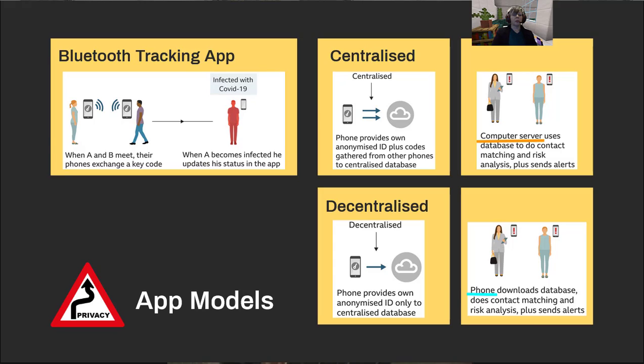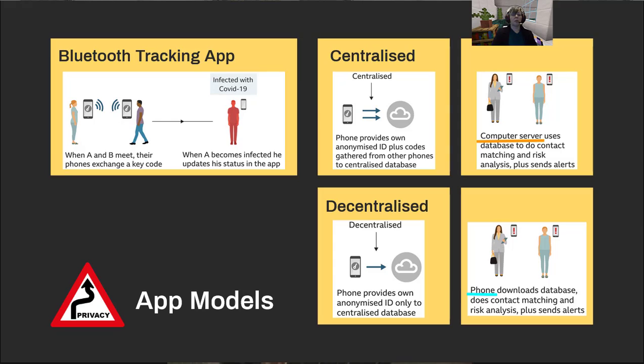There are two models for the app: centralized and decentralized. The centralized version tracks your device and other devices around you. Your phone generates a code and sends it up to the server to be part of a database. The server processes the database and finds out whether there are other phones around you that need to be notified, or whether you need to be notified of someone around you that's a carrier. That information comes back down from the server to your phone.